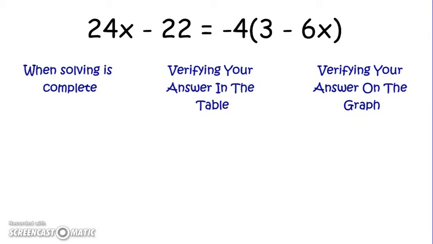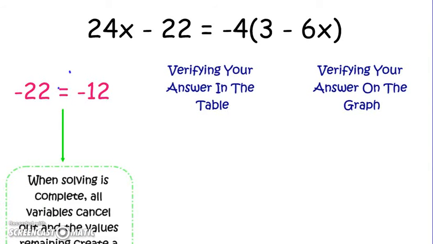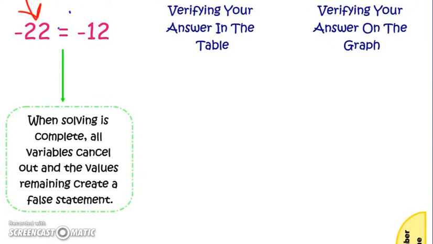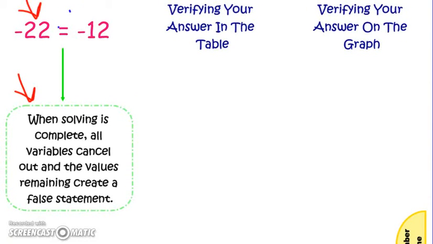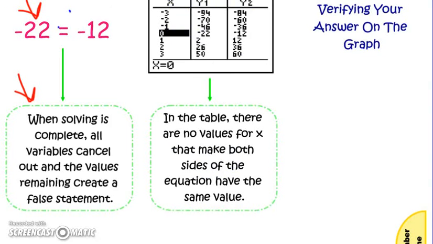So, when solving is complete on this one, you need to write this sentence: when solving is complete, all variables cancel out and the values remaining create a false statement. You do not have to draw the table, but you do need to write this sentence. It says, in the table there are no values for x that make both sides of the equation have the same value.